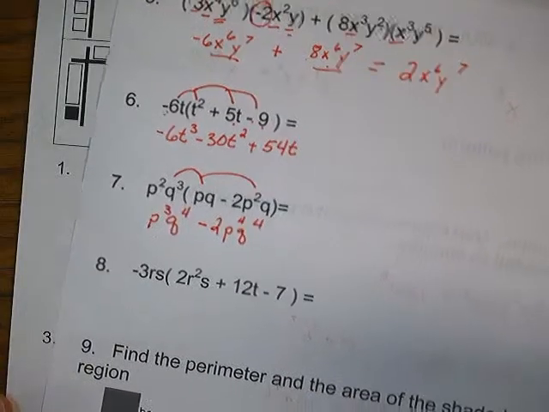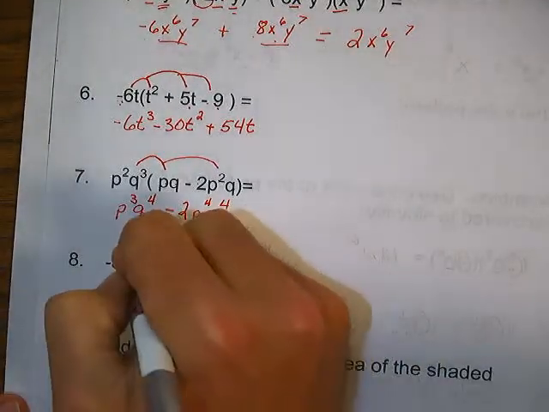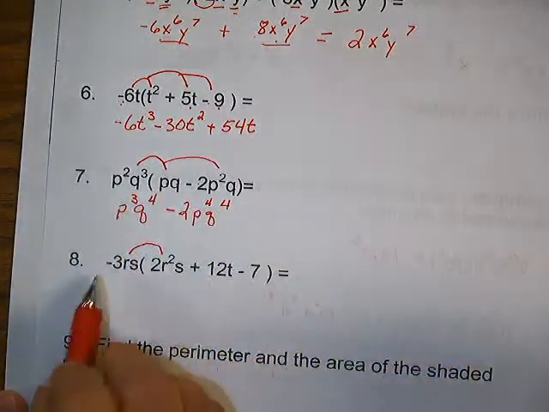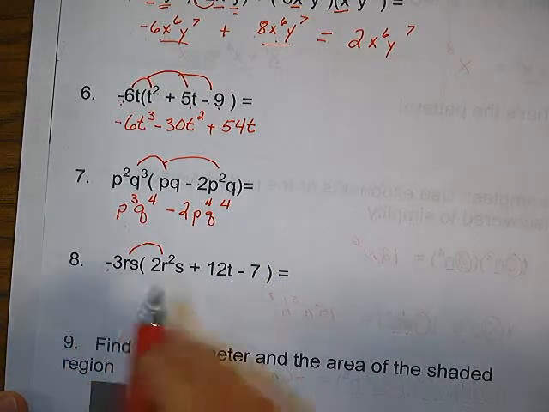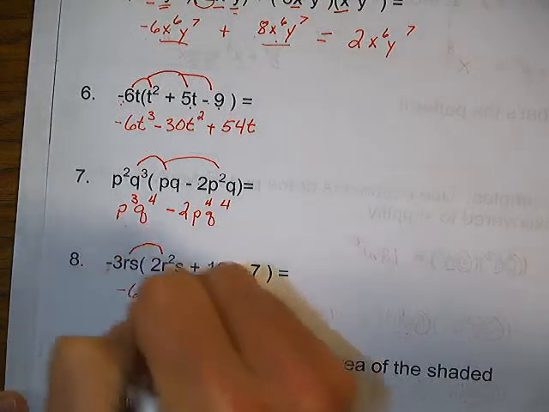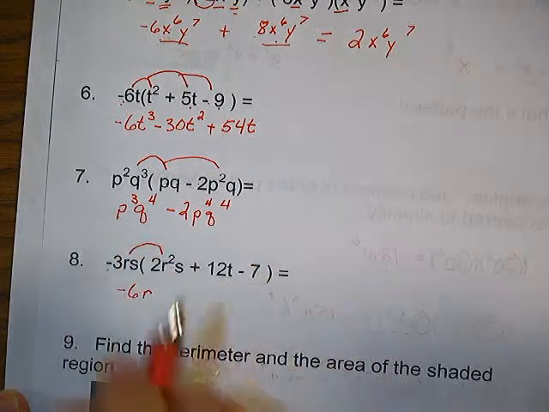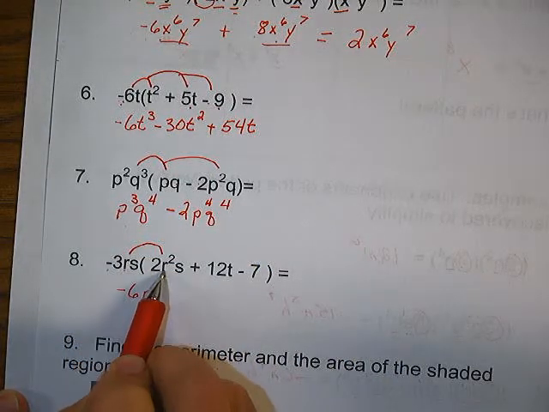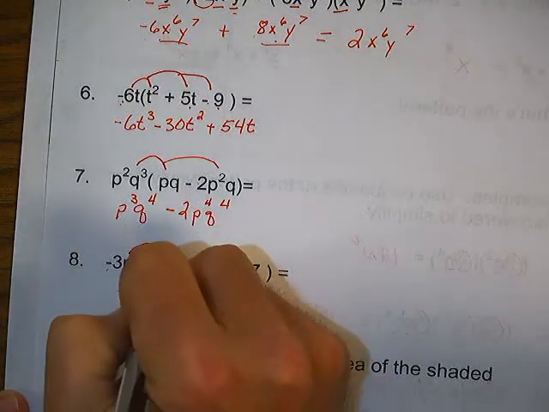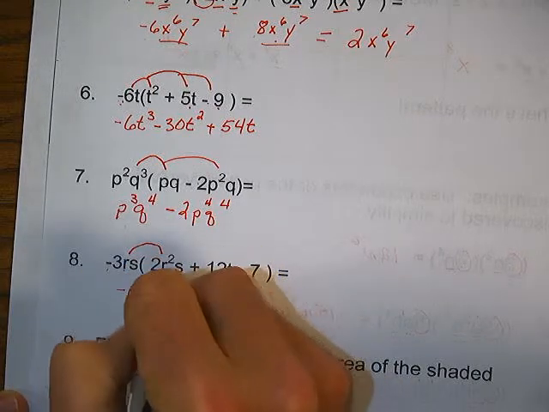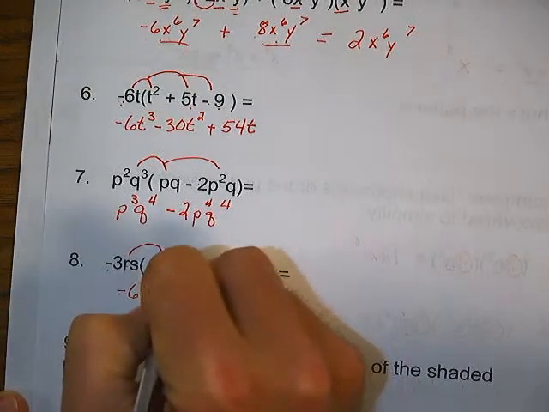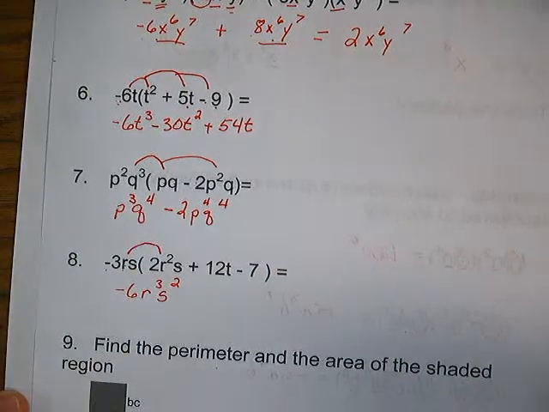Okay, number 8. Distributing in. First of all, coefficients. Negative 3 times 2, negative 6. Okay, r's are the first like base. There's 1 there, 2 there. That 2 plus 1 is 3. Okay, now the s's. 1 there, 1 there. That'd be s squared, or s to the 2nd.